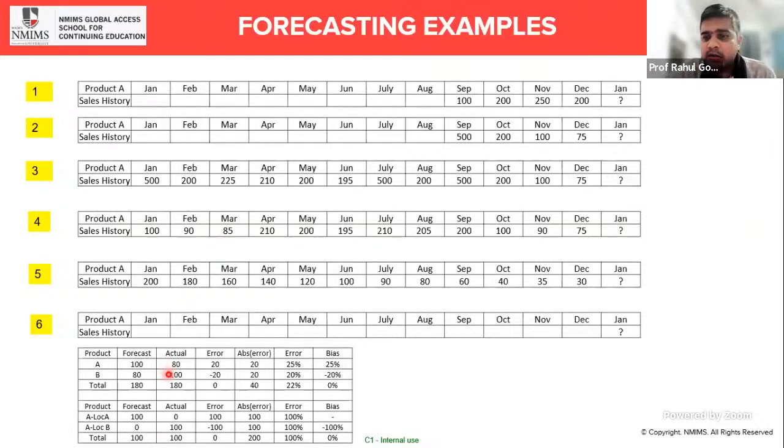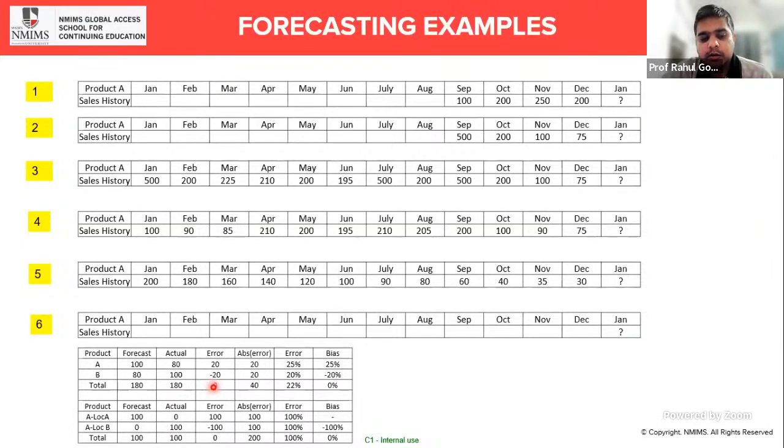Now, let's look at one important phenomenon, and concentrate on this table. So we are talking about two products, product A, product B. Product A forecast was 100, it sold 80, error is 20. Product B forecast was 80, it sold 100, error is minus 20. So what is error? Forecast minus actual. So 100 minus 80, 20; 80 minus 100, minus 20. Overall, the organization forecasted 180, it sold 180 and error was 0, right?